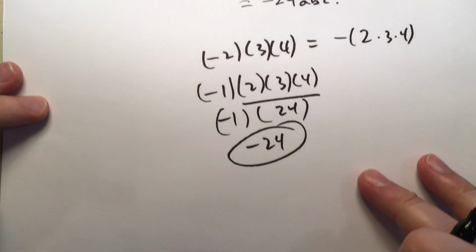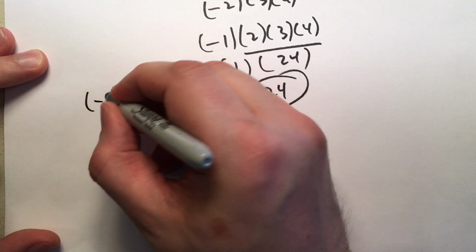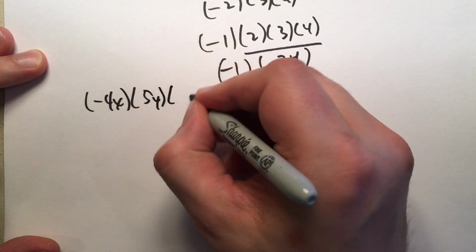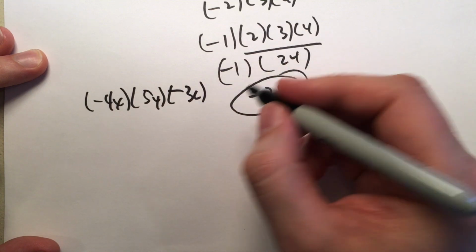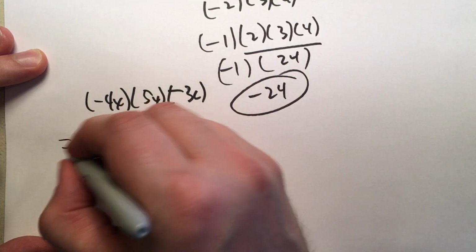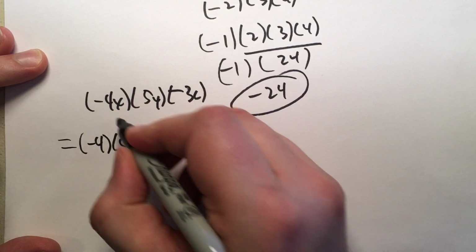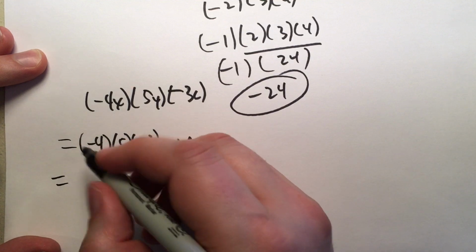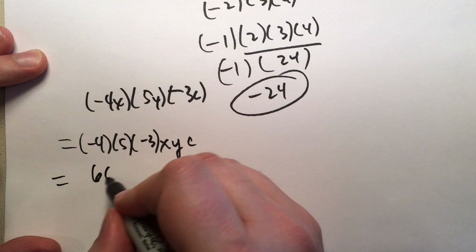Minus 4x. Get the paper scrolled up there. All right, so we have minus 4x times 5y times minus 3c. Oh, I ran out of room. This is going to be equal to: we have a minus 4, we have a 5, we have a minus 3, we have an x, a y, and a c. So we have minus minus, which is positive. 4 times 5 is 20, times 3 is 60.